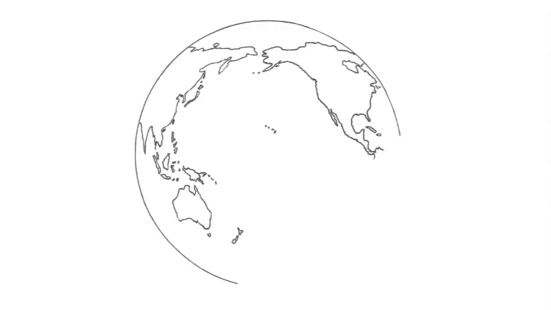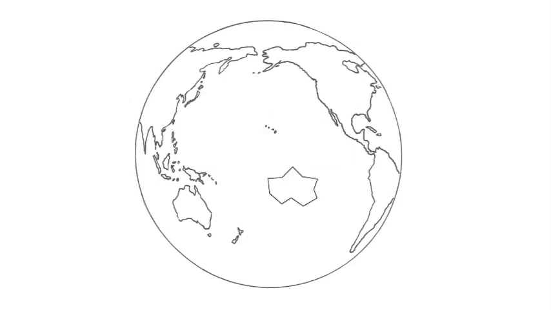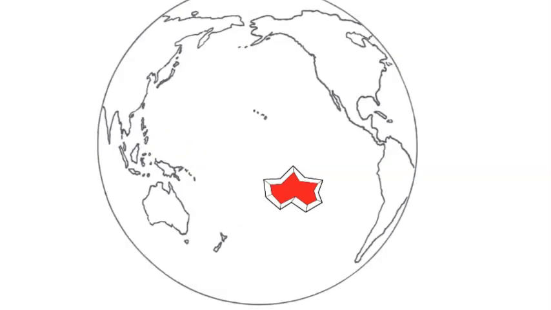This video is an introduction to an upper mantle flow hypothesis. Directly measuring flow in the upper mantle is not possible using available technologies. The mantle is not accessible because it lies under the Earth's crust, which eliminates direct methods of detection.